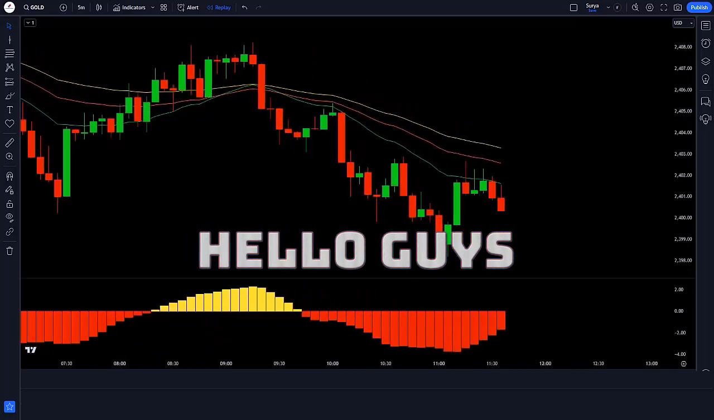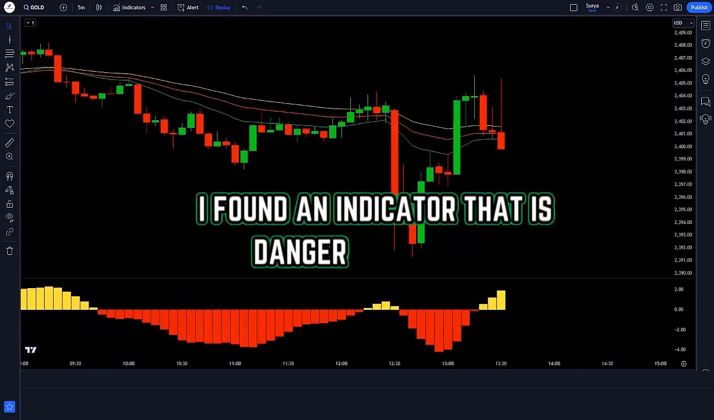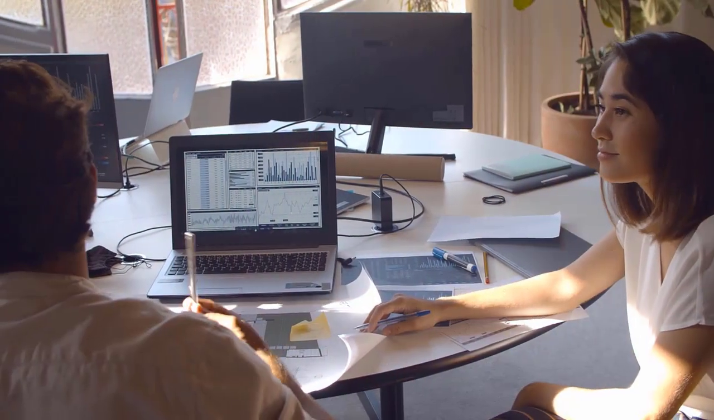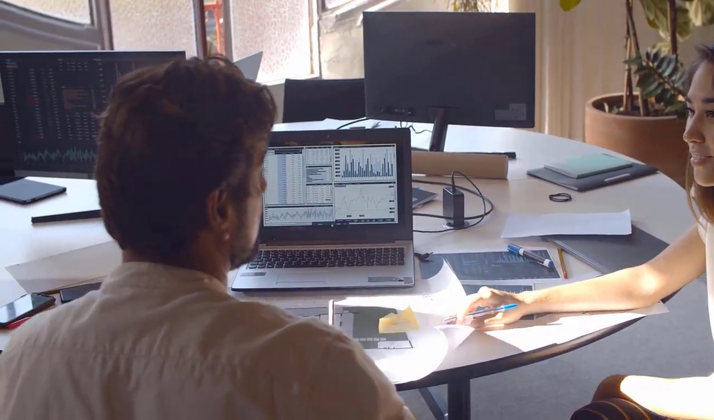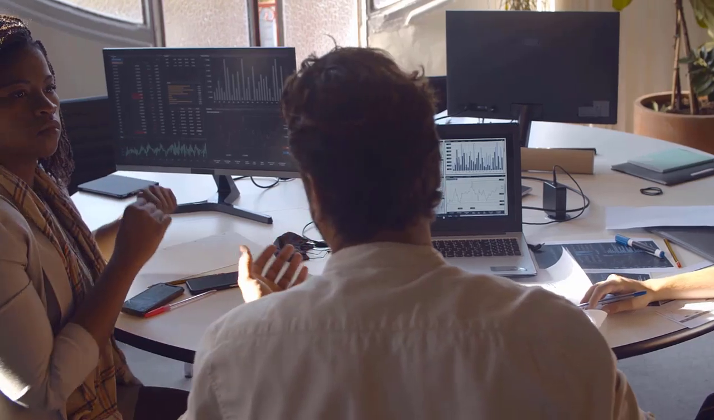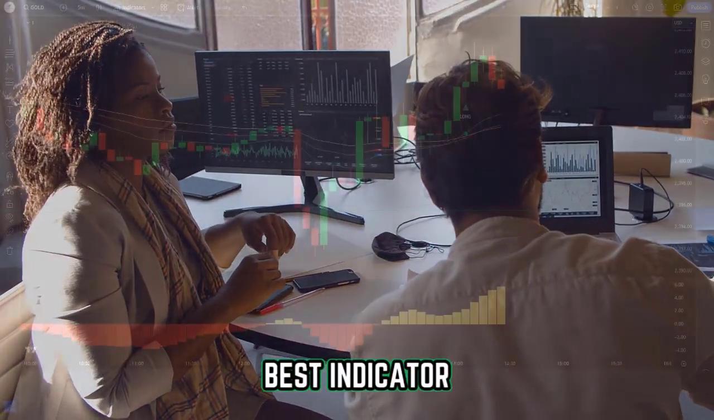Hello guys. I found an indicator that is dangerously accurate. And as you can see, it works wonders. One day, I was searching the internet to find the best indicator I could find.